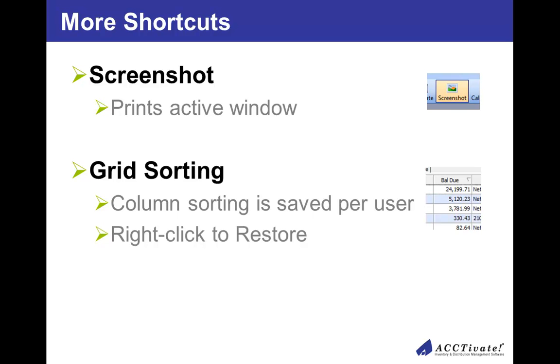At any time, if you mess up one of these grids, you can right-click on the grid, and there's an option to restore settings, and that will put it back to our default settings. You shouldn't have to do that, but just in case, we do have the option.